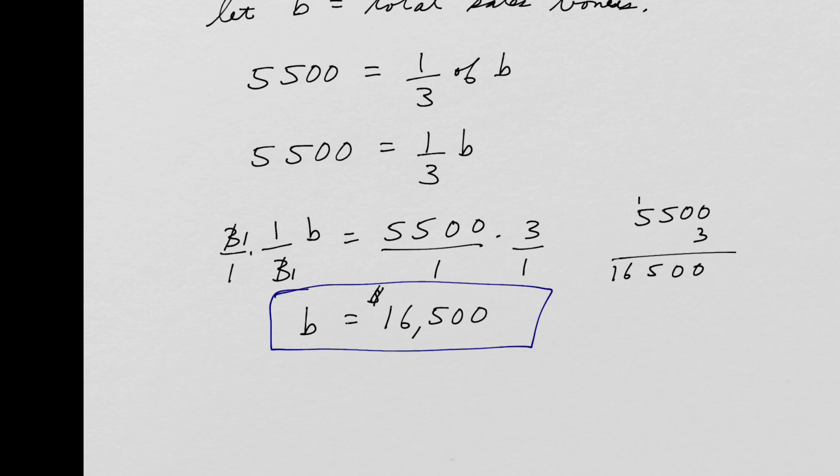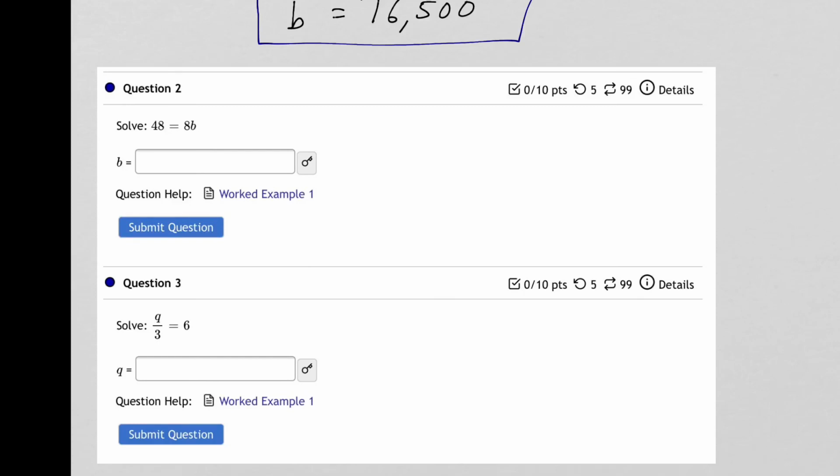Okay, let's do a few more MyOpen math problems, and then that'll be it for this section. So here's just a couple of straightforward questions where we want to solve for the unknown variable. In this first example, I have 48 is equal to 8b, and I want to solve it for b. Again, if you want, you could write it as 8b equals 48. It doesn't matter what side I put that variable on.